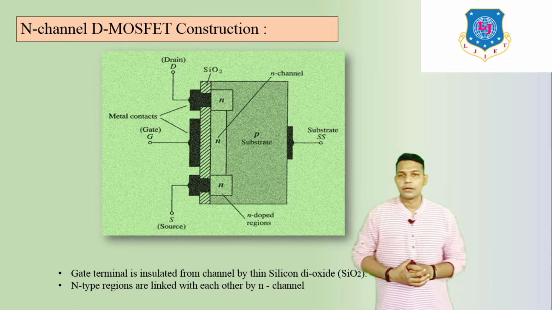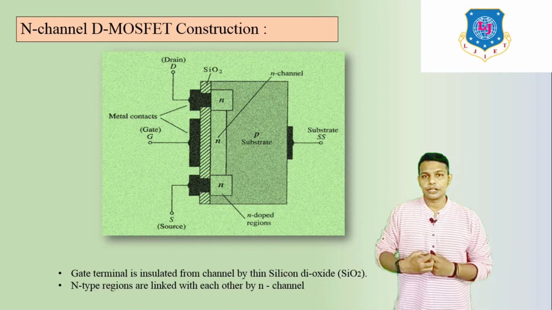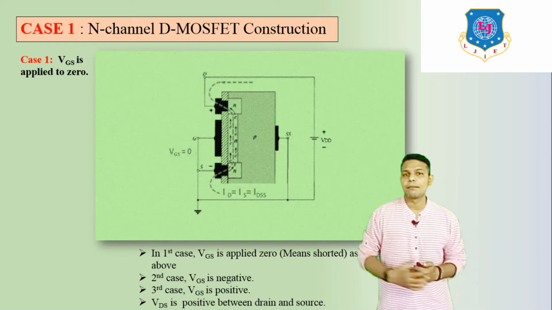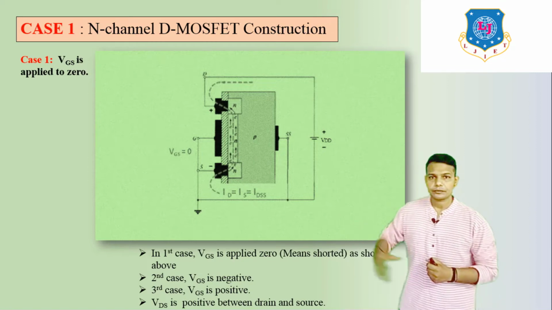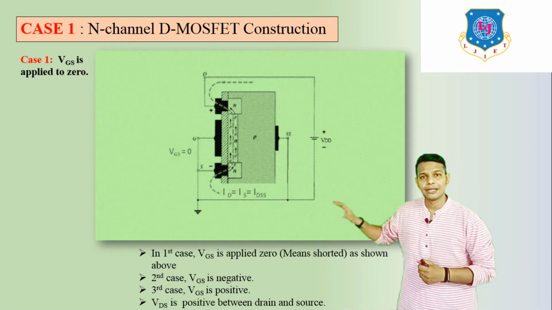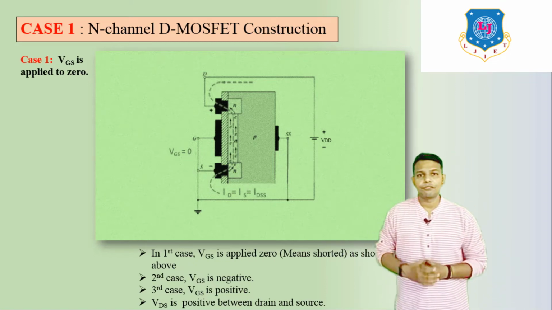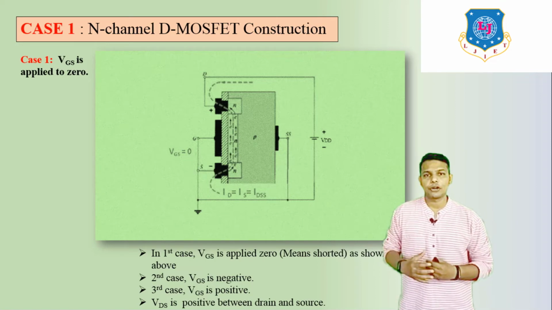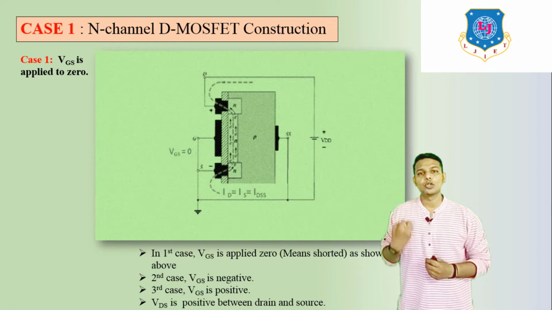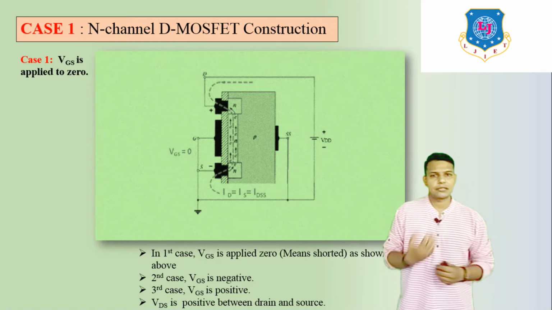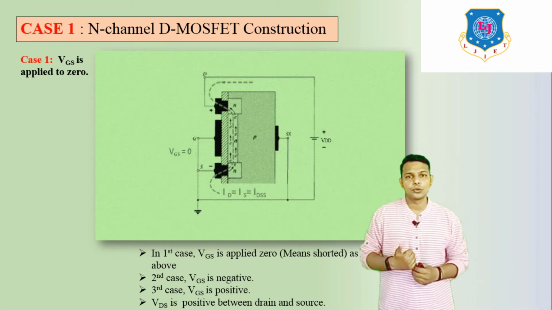Now we are going to discuss this theory in different cases. Case number 1, N-channel D-MOSFET construction. Here we can see the biasing of the N-channel D-MOSFET. In case number 1, VGS is shorted, that means VGS is equal to 0 volt. So let us first explain the different cases. Now we are going to conclude case-wise.